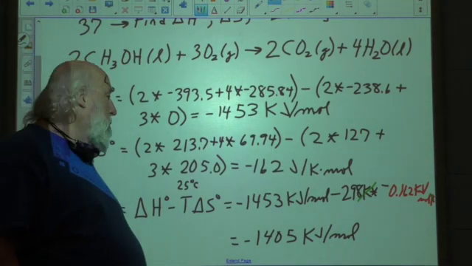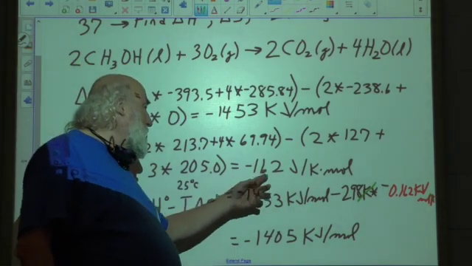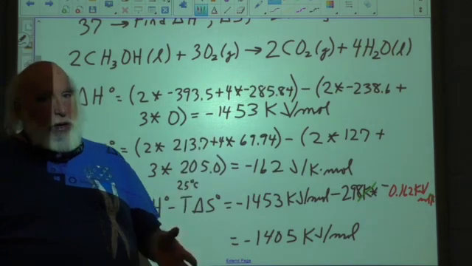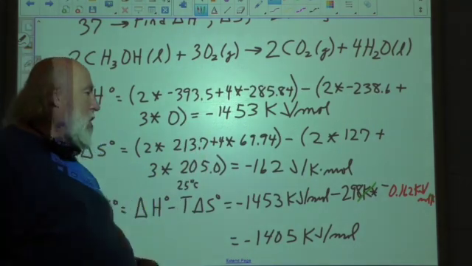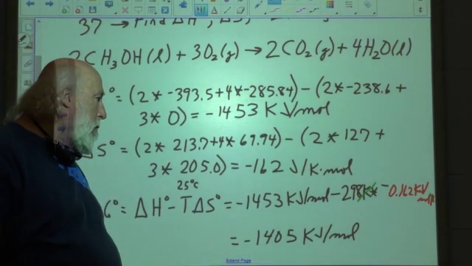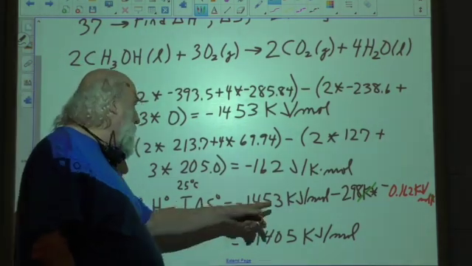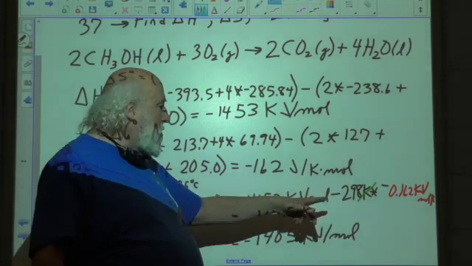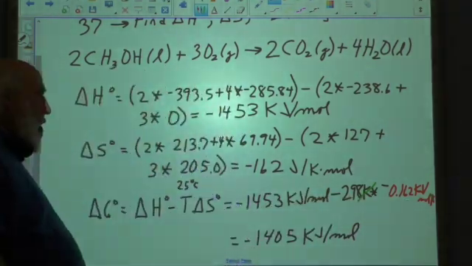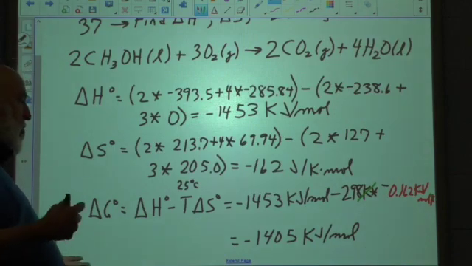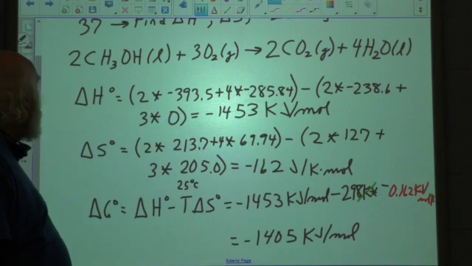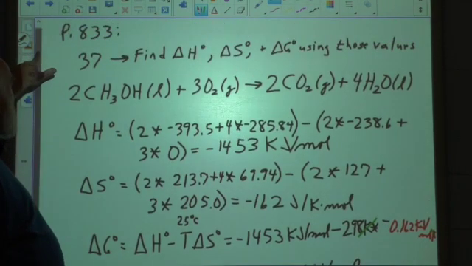Regardless, you have to change that to kilojoules because the delta G in the column in the middle there, you'll see all of those are written in kilojoules or kilojoules per mole. So you have to change that by moving the decimal point over 3 places. We put that in red right here so you can pick that up. And the K cancels out to leave you kilojoules per mole, and you get 1,405 kilojoules per mole for number 37.